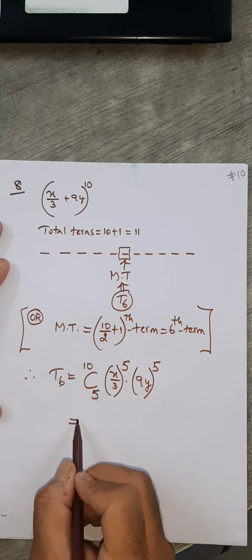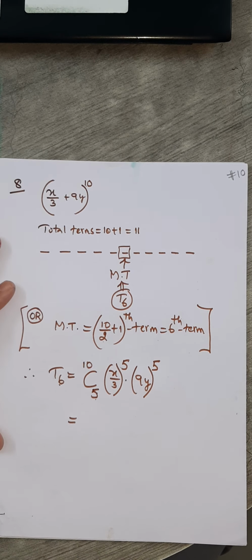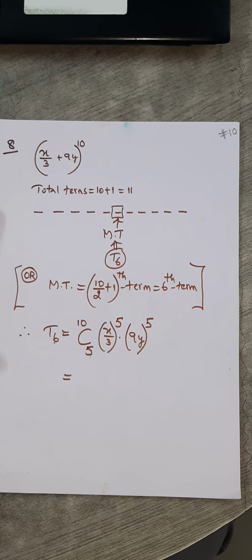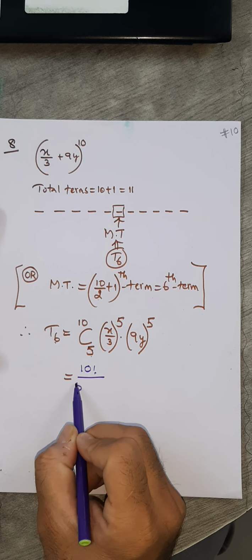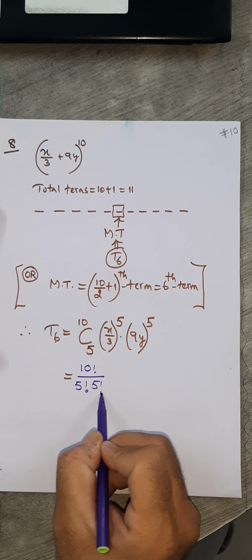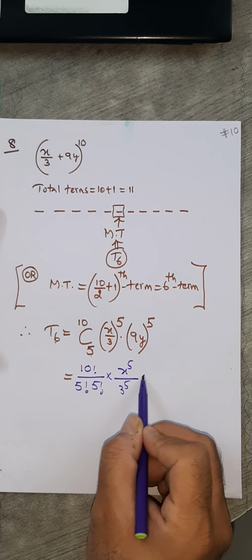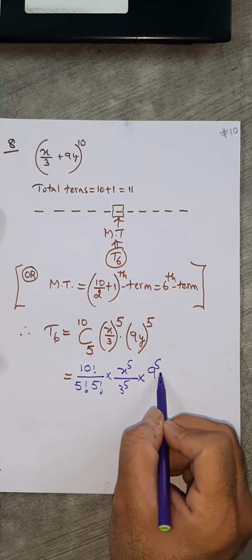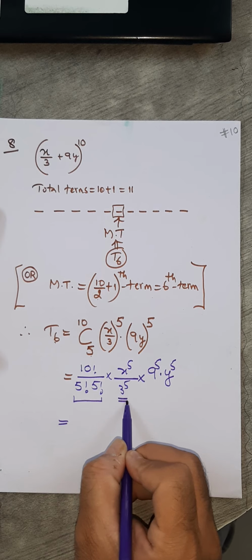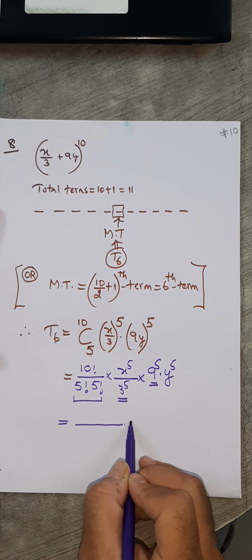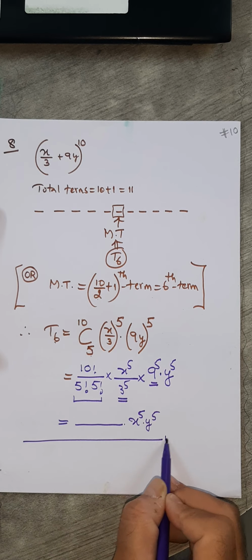Now the question is just the simplification of this one. Okay, I'm sure you can simplify this very easily. So if I write one more step for you, 10 factorial upon 5 factorial into 5 factorial. This is x raised to 5 upon 3 raised to 5 into, this is 9 raised to 5 into y raised to 5. So simplify this one and this one. So I'll get this constant into x raised to 5 into y raised to 5. That's your final answer.